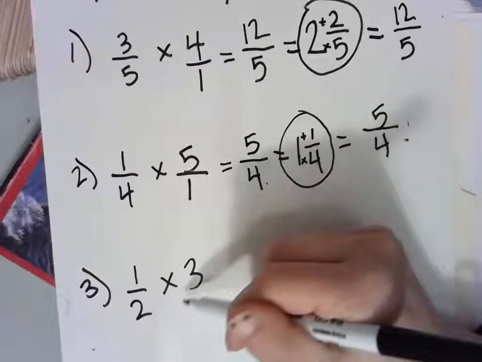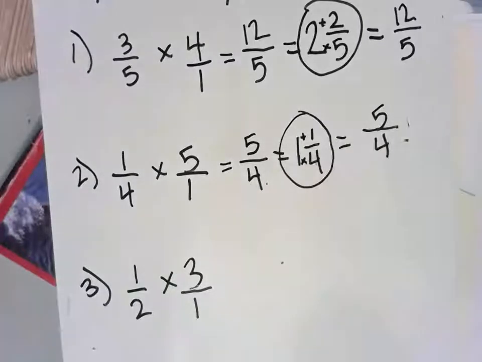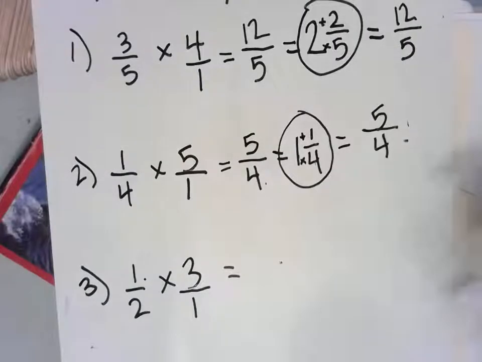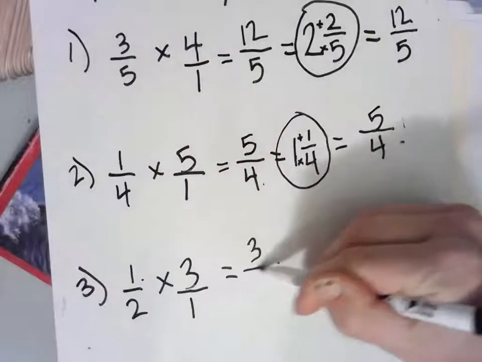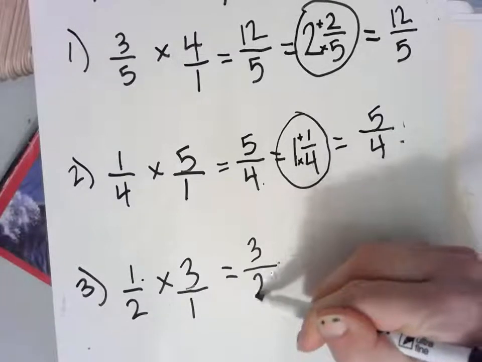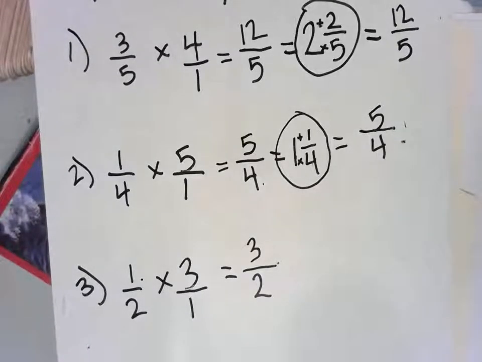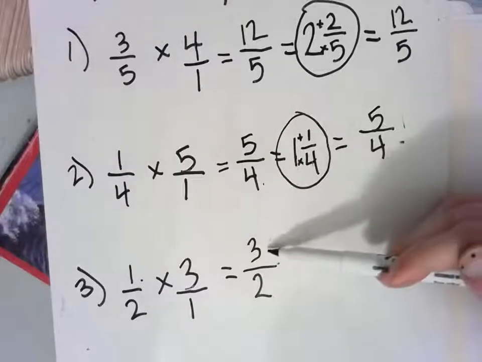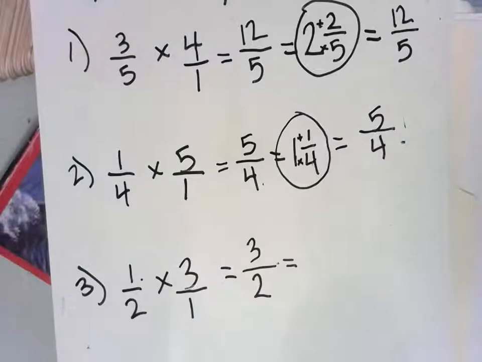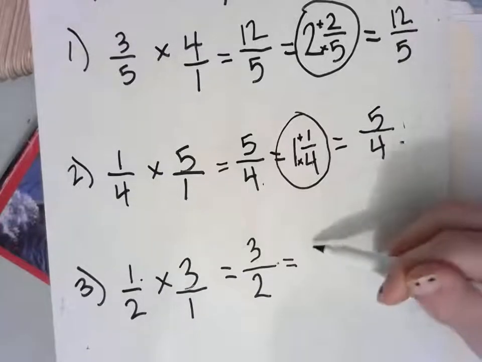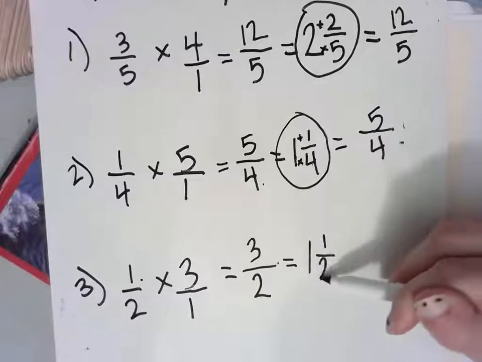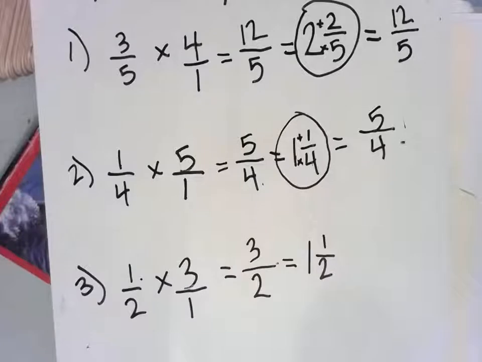Number 3, always put it over 1. Multiply, numerator times numerator. Denominator times denominator. Is it in simplest form? It's not, because my numerator is greater than my denominator. So I have to turn it into a mixed number. 2 can go into 3 only one time. I would have 1 left over. Denominator stays the same. So 1 1/2.